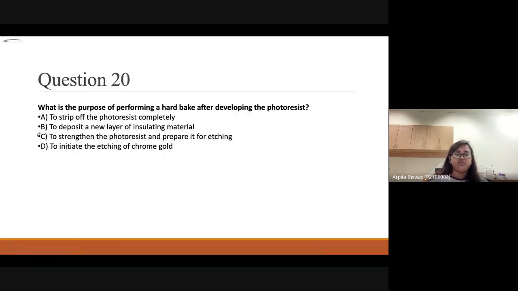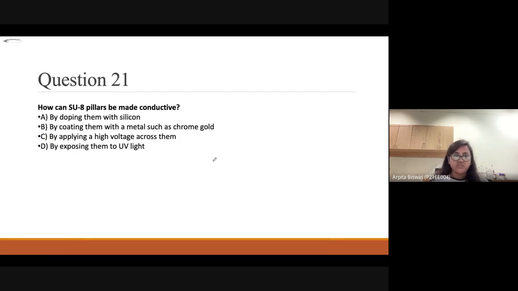The right answer is option C, to strengthen the photoresist and prepare it for aging. Okay. So next move toward the question number 21. How can SU8 be made conductive? So first option is by doping them with silicon. The second option is by coating them with metals such as chrome and gold. The third option is by applying a high voltage across them. And the fourth option is by exposing them to UV light. So, what is the right answer?